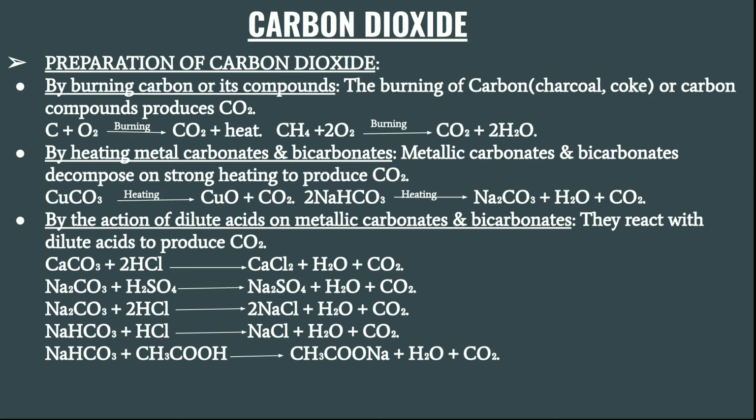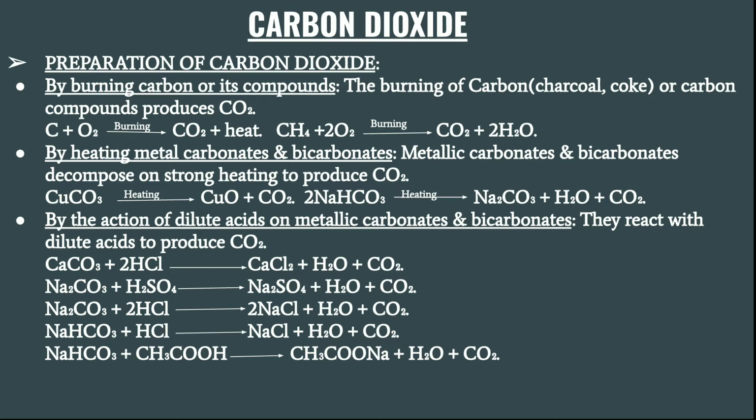For example, when coke or charcoal is burned, that is a pure form of carbon. Okay, that is carbon we are burning. So carbon plus oxygen, when it's burning, we need oxygen. Carbon combines with oxygen to form carbon dioxide, and a large amount of heat is liberated. That is, it's an exothermic reaction.